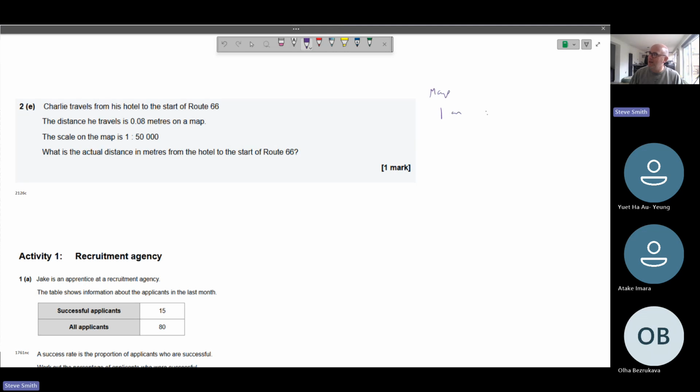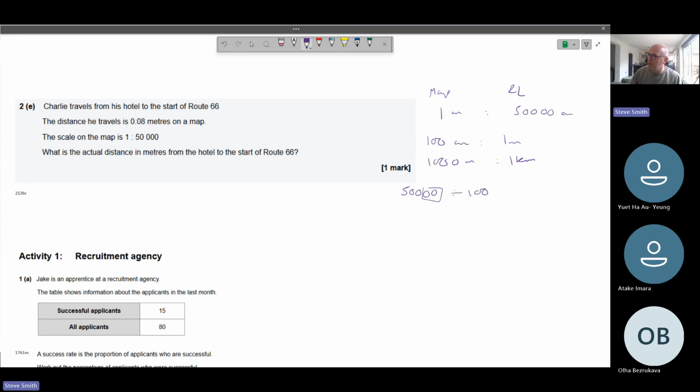1 centimeter is the same in real life as 50,000 centimeters. I know we had 50,000 above, but it was a different exam paper, so we would have to remember or do the sum again. We know that 100 centimeters is the same as 1 meter, and 1,000 meters is the same as 1 kilometer. So we're going to divide it by 100. So 50,000 divided by 100.